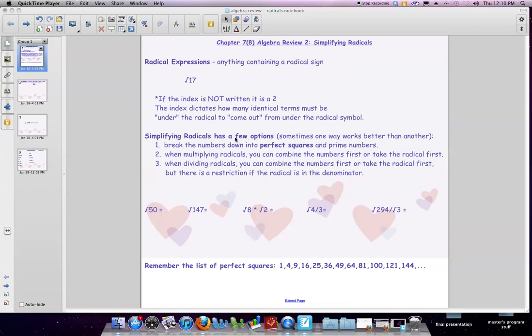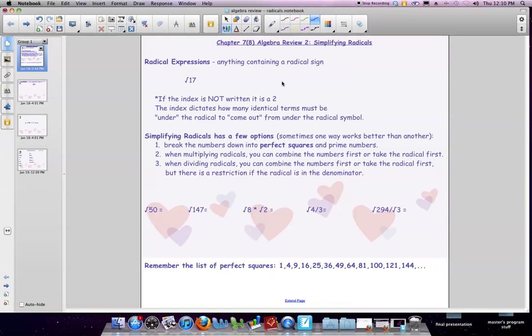When we go to simplify radicals, if it's already a perfect square, for example, in your previous math lessons, you've learned that the square root of 4 is 2, and that's because 2 times 2 equals 4. 2 identical items gives you that number, and the index, since it's not stated, is a 2. That's how square roots work. That's how radicals in general work.